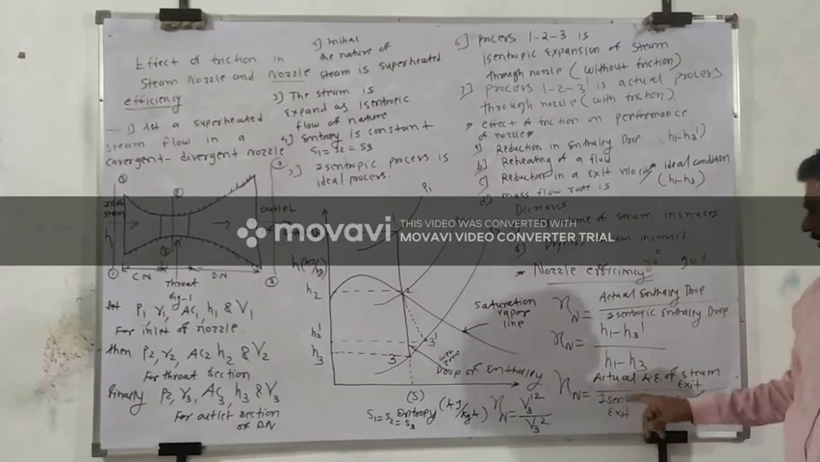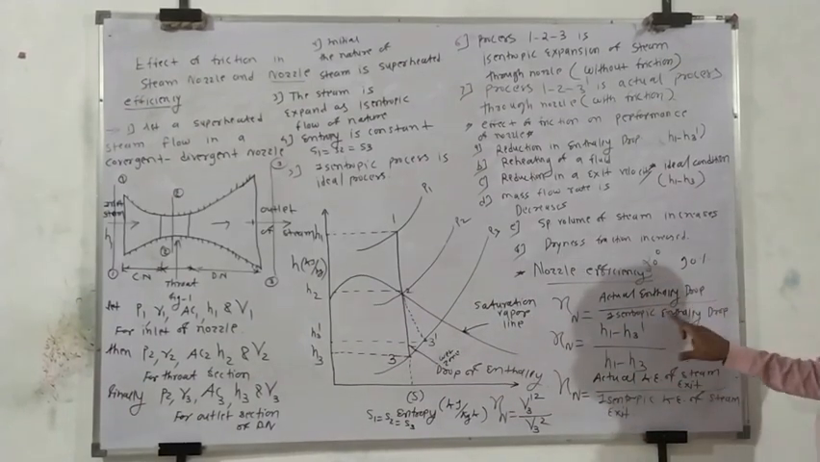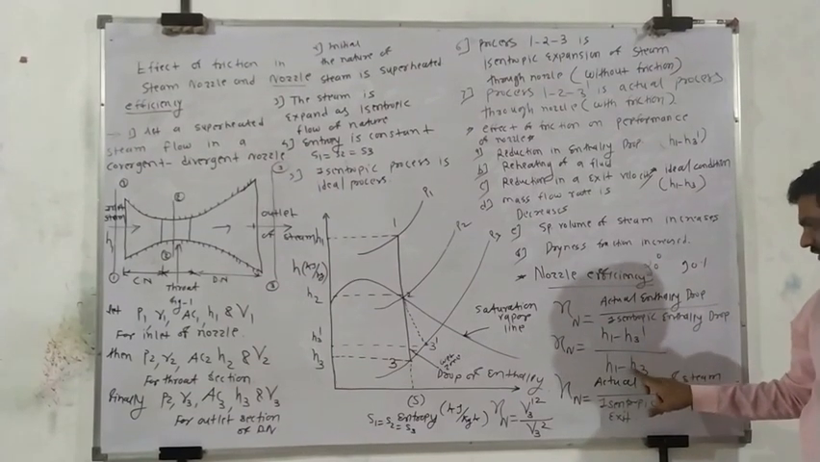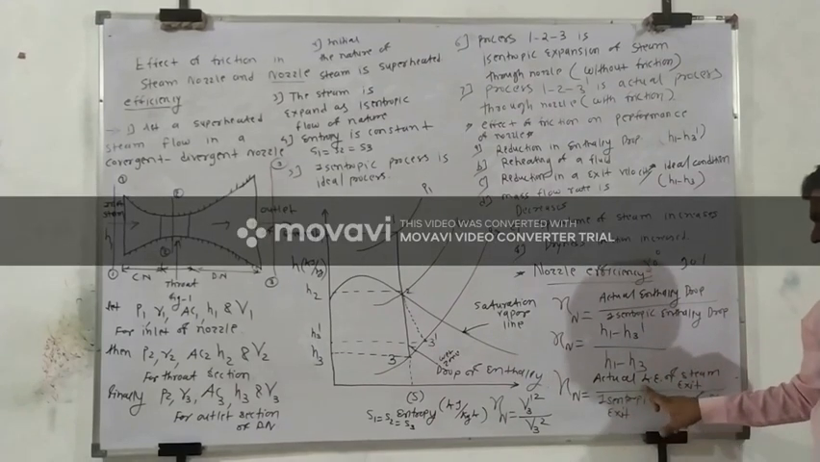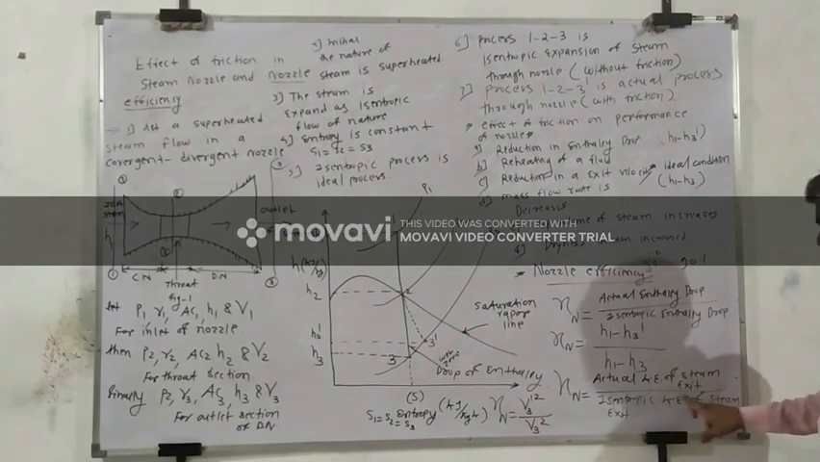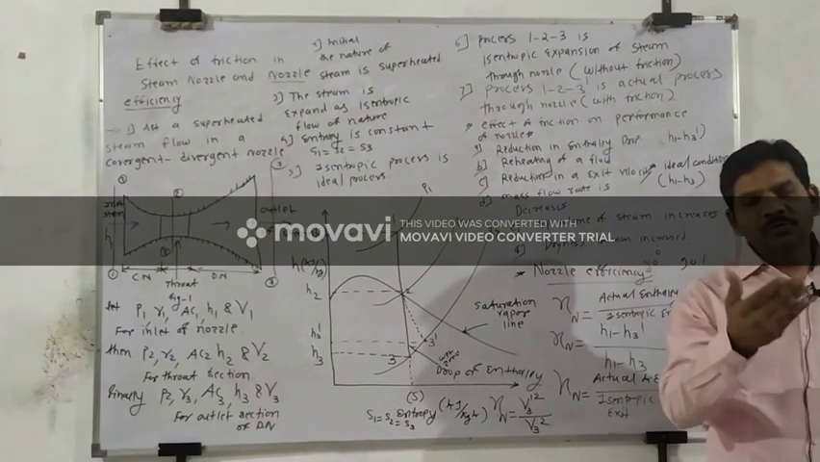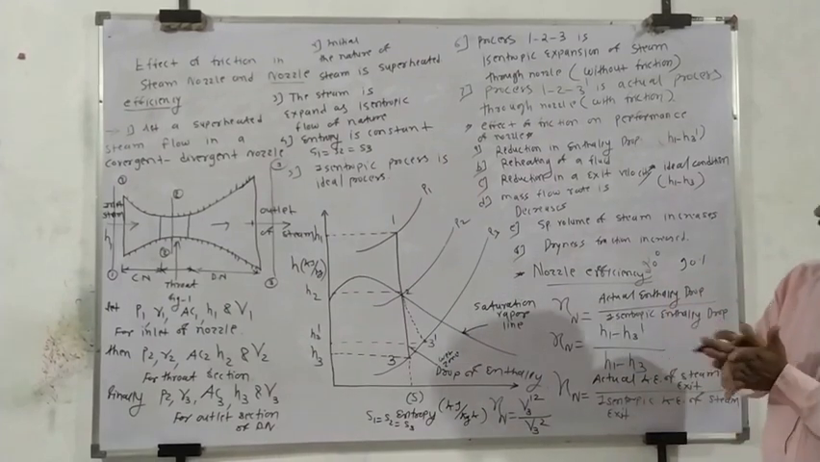So there are two definitions here. I repeat once again. One is the actual enthalpy drop upon isentropic enthalpy drop, H1 minus H3 dash upon H1 minus H3. Another definition, actual kinetic energy of a steam exit. Kinetic energy means what is the kinetic energy? 1 by 2 m V square. So I can just explain where.